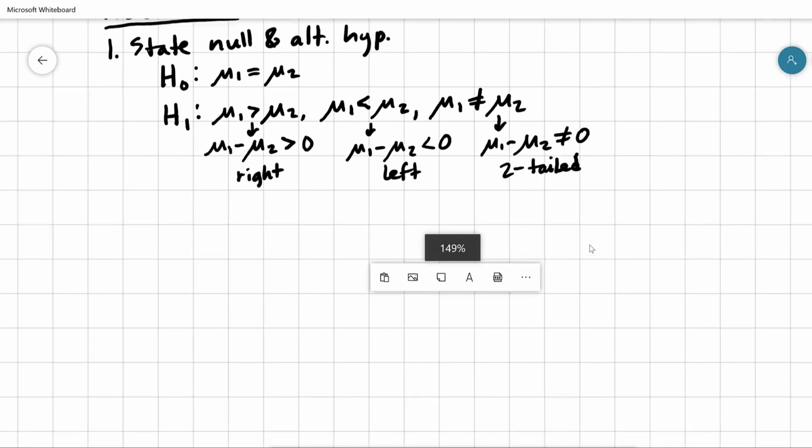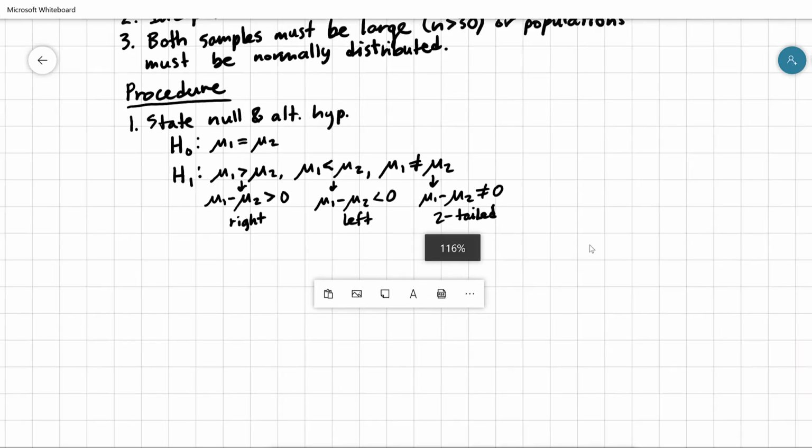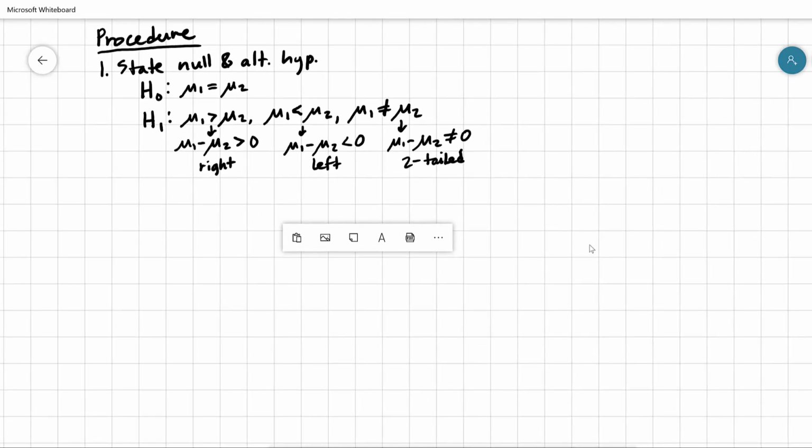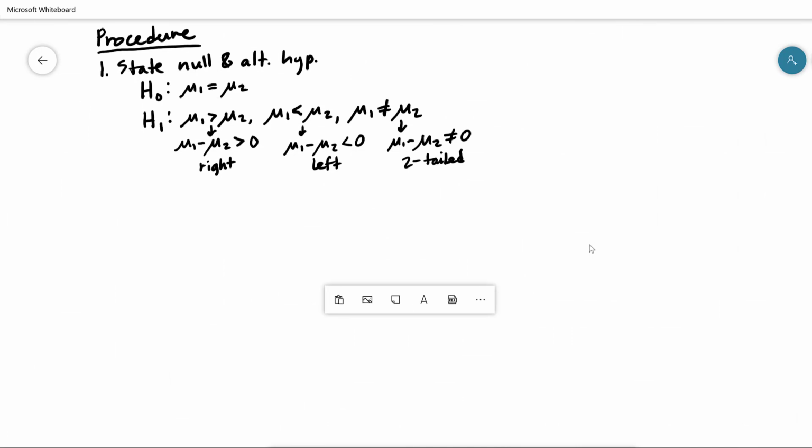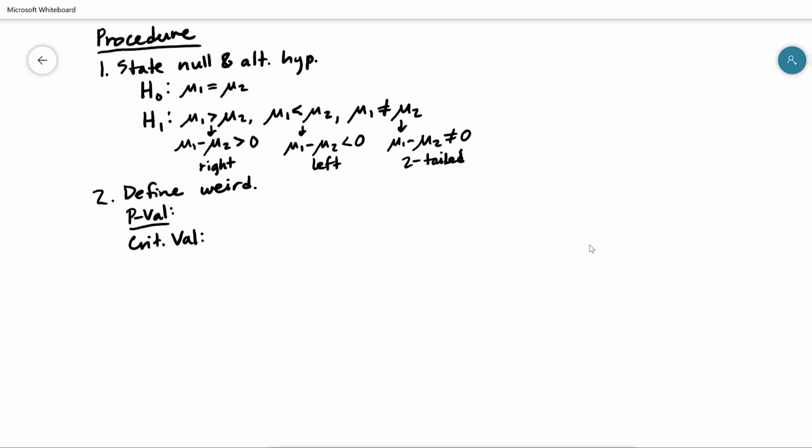Okay, so this step is slightly different. We have stated our null and alternate hypothesis. Time for step 2. Step 2 is still defining what we're going to consider weird. And we have two different ways to do that, as in all of these different examples: the p-value method versus the critical value method.